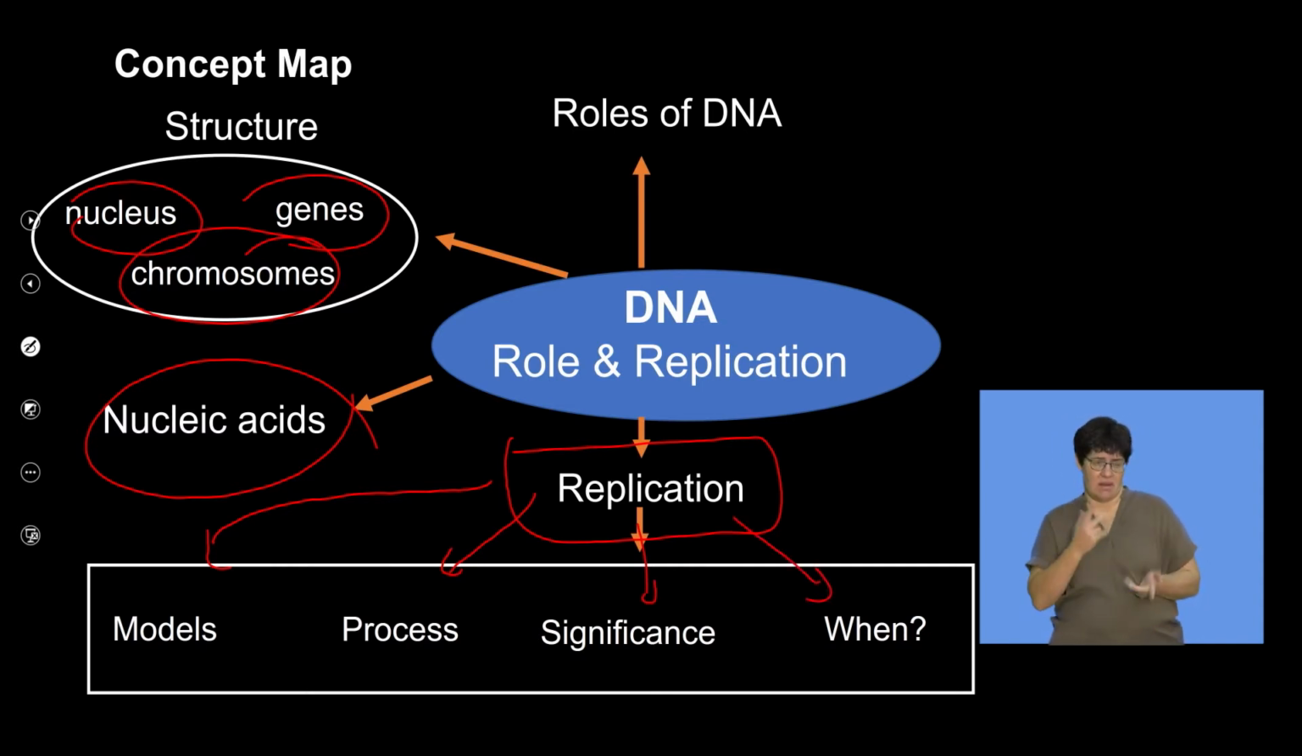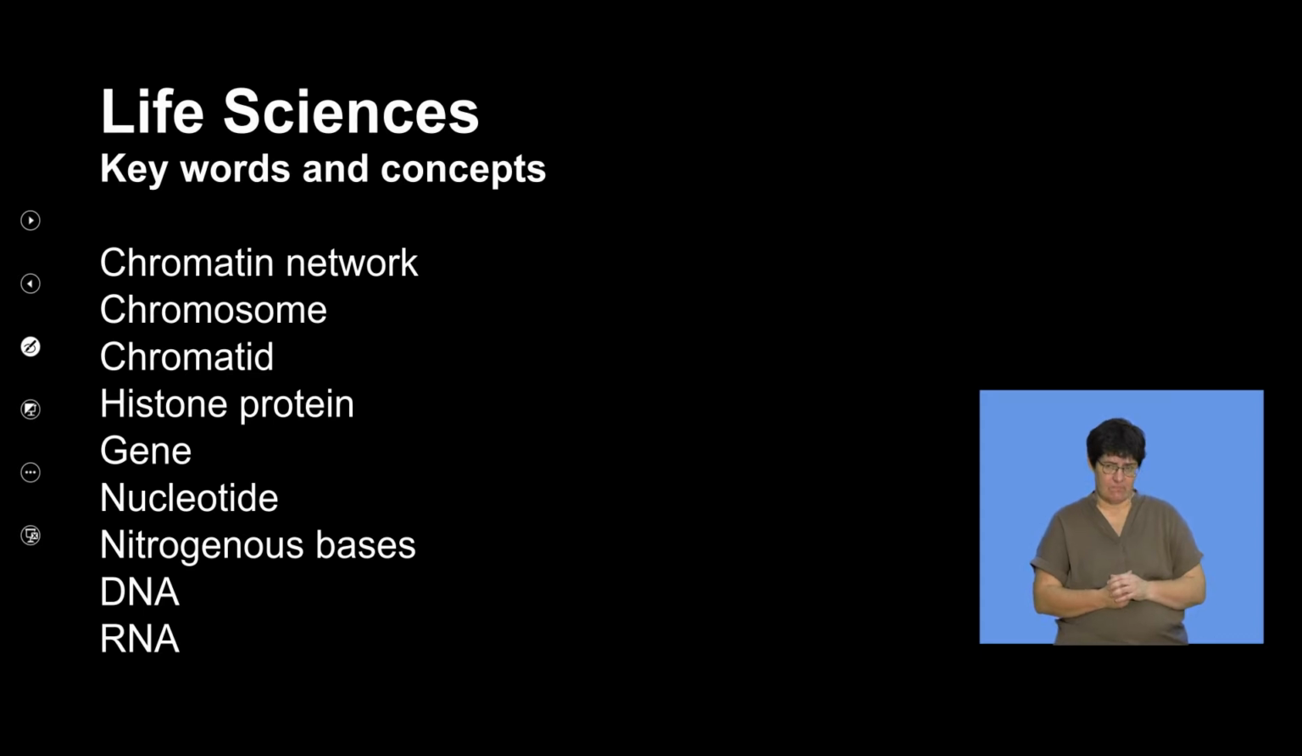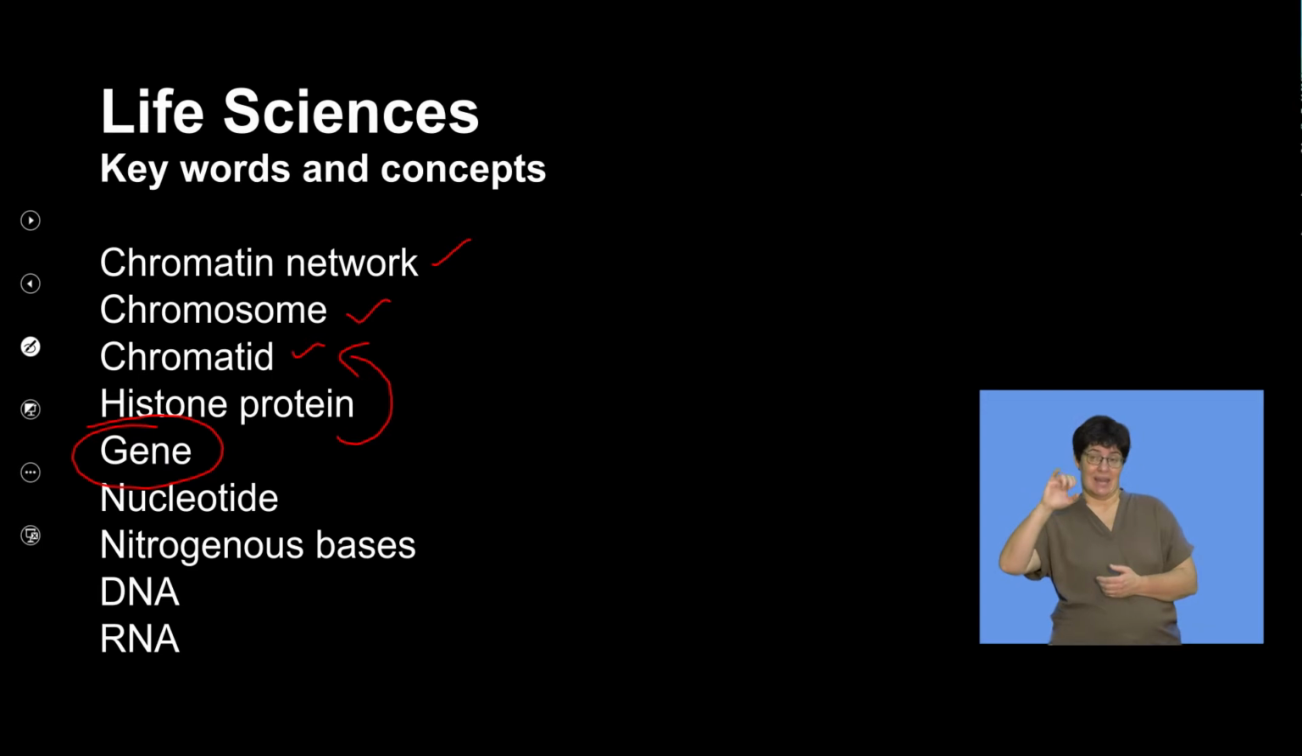So let's get straight into some key concepts as we unpack. These are some key words that I will use through this lesson. The concept of what the chromatin network is. Chromosomes: we're going to unpack what chromosomes are and how they're made up of chromatids. We're going to look at histone proteins forming an important part of a chromatid. A very important concept to understanding replication is the genes and the role of genes. And we've mentioned nucleotides as the building blocks of DNA, and we know that these contain different nitrogenous bases.